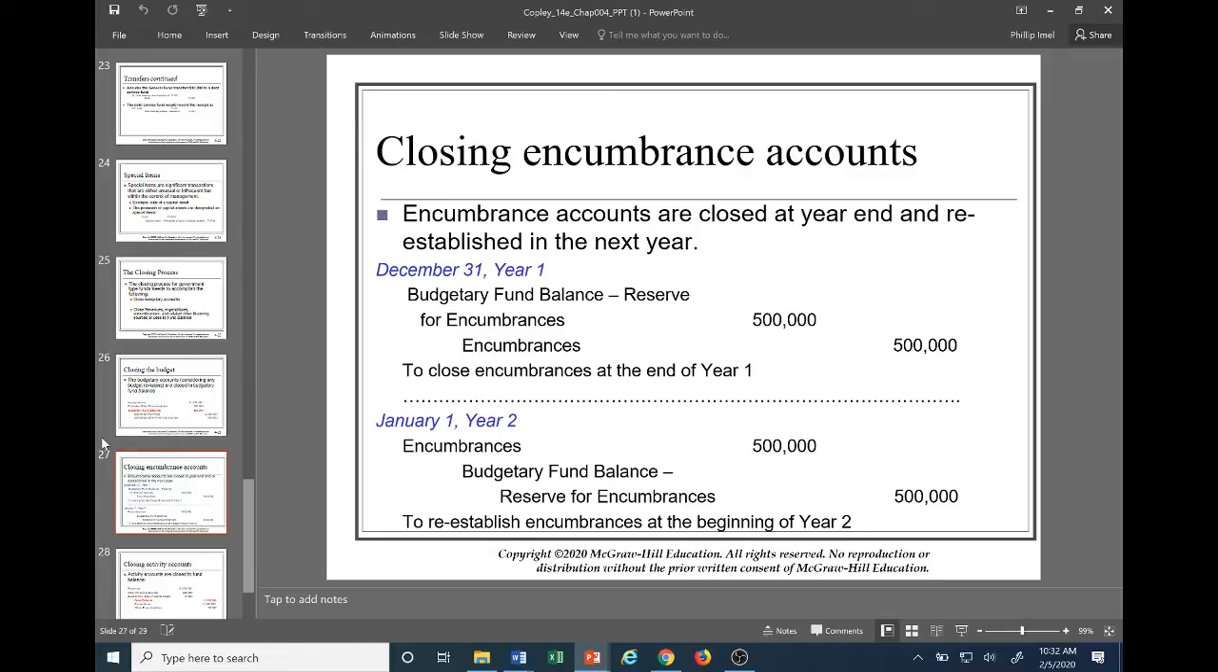Encumbrances, $500,000. Budgetary fund balance reserved for encumbrances, $500,000. To reestablish encumbrances at the beginning of year 2. Pretty easy, right? That just keeps it intact, so year for year, we know what's encumbered and what's not. That's just the entry that has to be made. No different than receiving the goods. The only difference is you just re-encumber it on the first day of the next year.